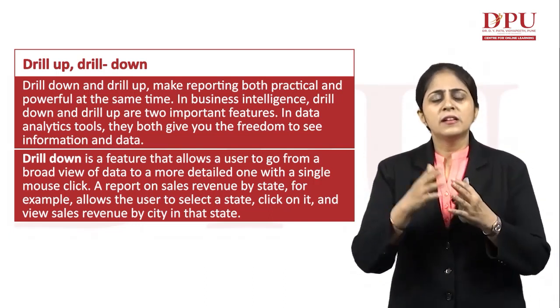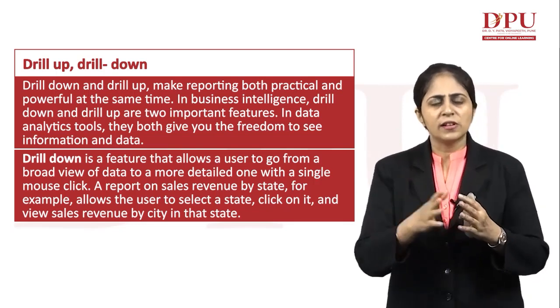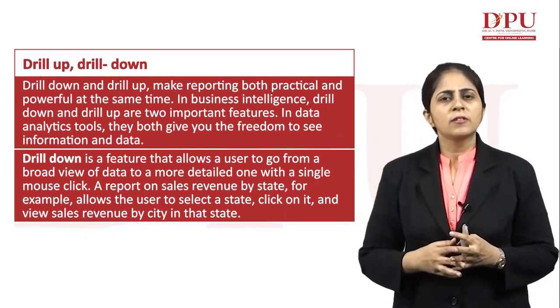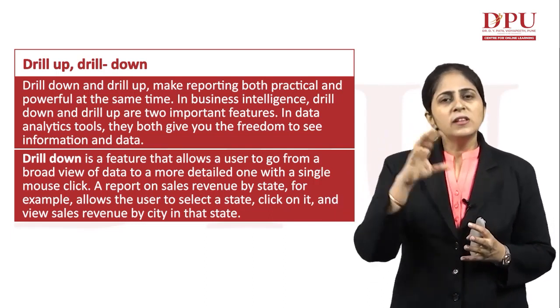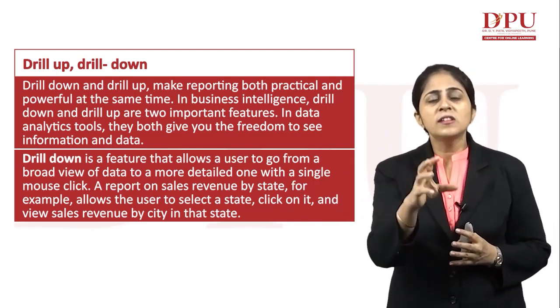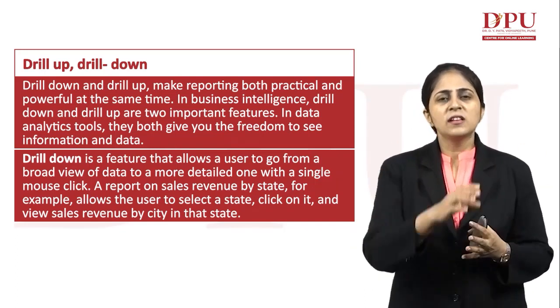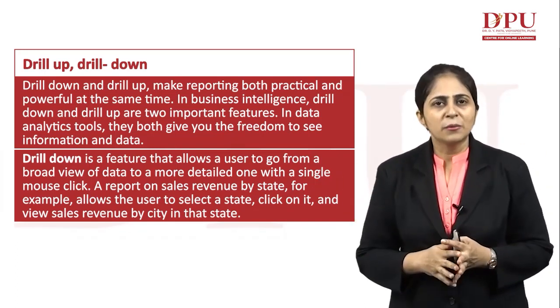Suppose you want to see the revenue of a whole state. Using the sales revenue option of the state, you can see it. Now you want to see a more detailed view, that within that state you want to see the revenue city-wise. In that particular state, what is the city-wise revenue that can be retrieved?